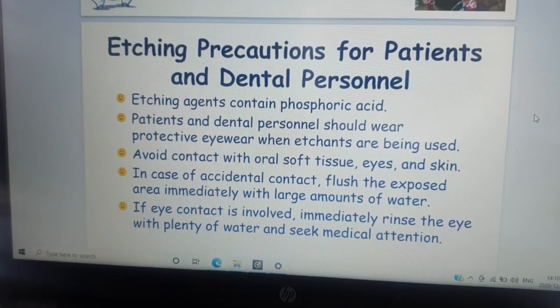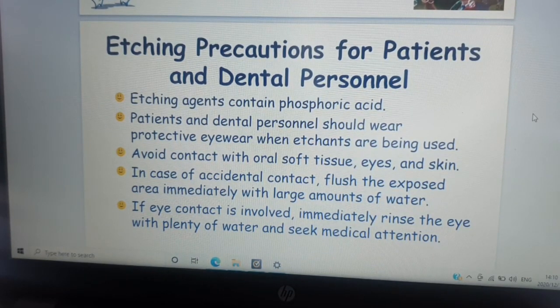Okay, and then this slide, ladies and gentlemen, just talks about the etching precautions for patients as well as for dental personnel, because the etching agent that is most commonly used contains 30% phosphoric acid. That being said, I think it's basically obvious that every time we work in a dental space we all must wear appropriate safety equipment. That also includes protective eyewear. Okay, so should an accident occur, I've yet to find an etching accident, because of even how they are stored or how we receive them from the manufacturer.